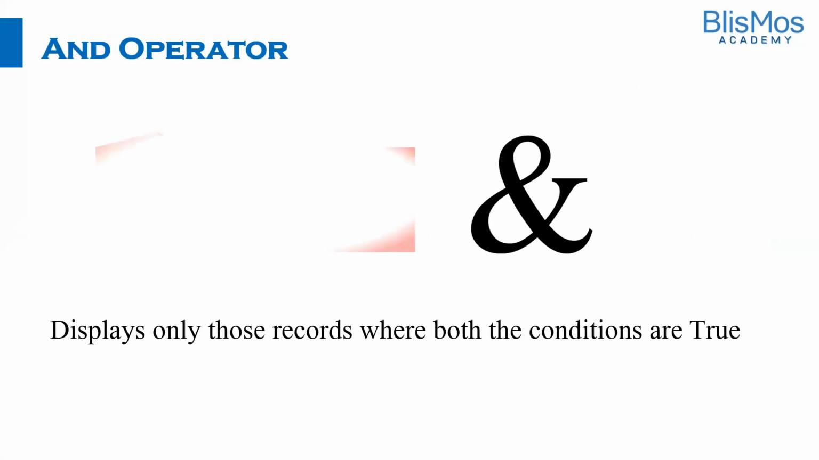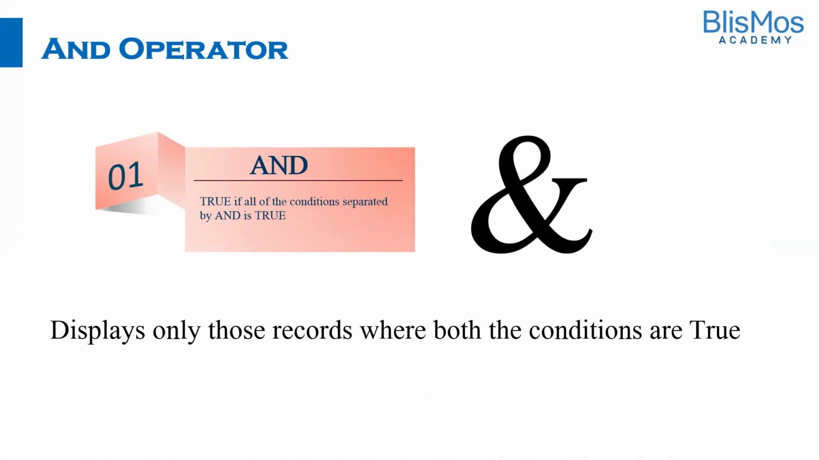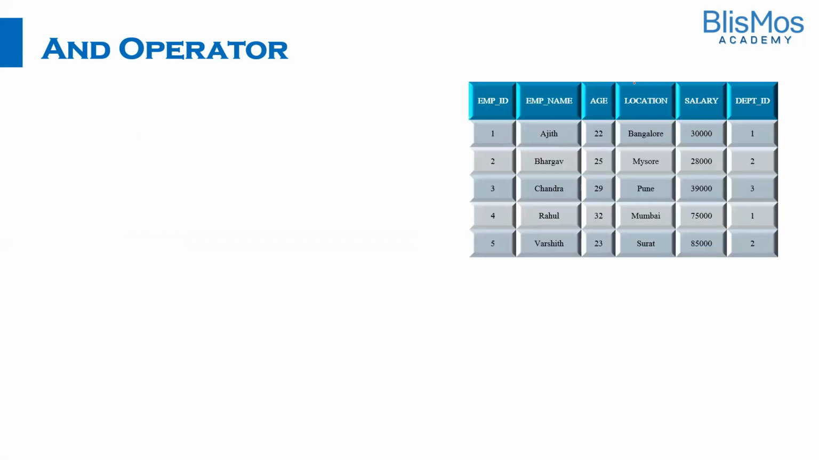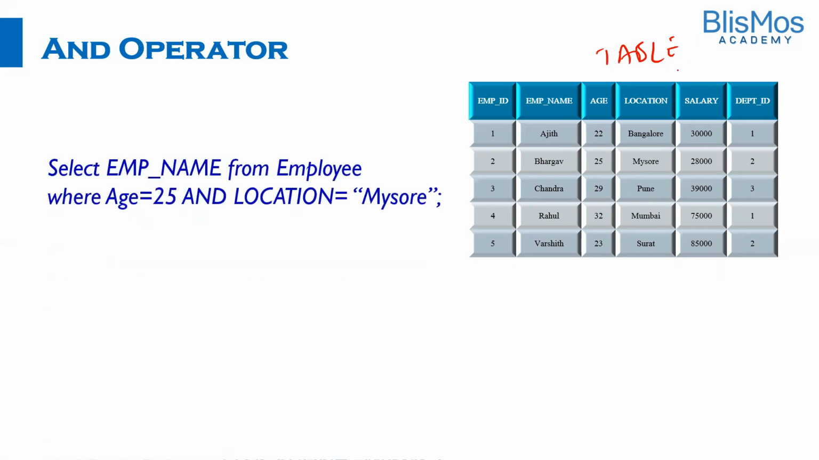What does the AND operator do? How does it work? The AND operator is used to combine two conditions. It displays only those records where both the conditions are true. I'll take an example. So here, this is our table. I know it is a little bit small, but it is visible. What if we want to get all the employees where their age is equal to 25 and their location should be Mysore? That is where we can use the AND operator.